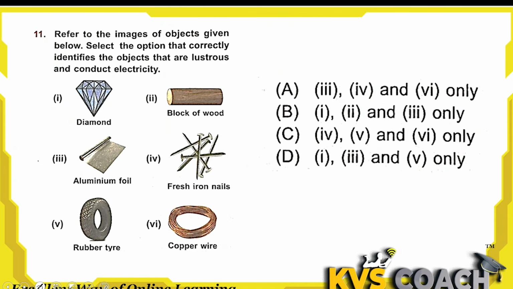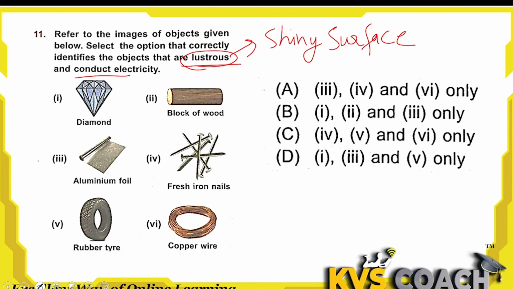Next, refer to the image of objects given below. Select the option that correctly identifies the objects that are lustrous and conduct electricity. Do you know what lustrous means? Lustrous means shiny surface. Okay, that is called lustrous. So metal has the property of lustrous. They have a shiny surface, that's why they are known as lustrous. So here are some pictures given.